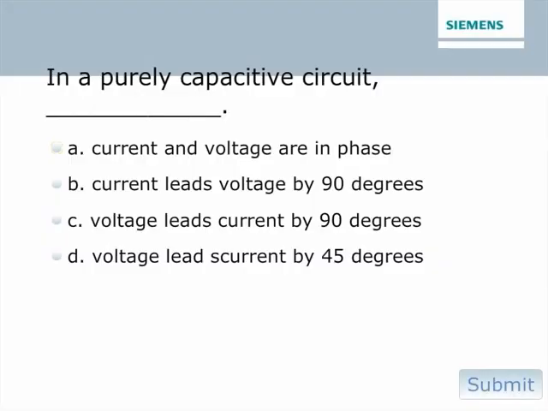Question 13. In a purely capacitive circuit, blank. Is it A, current and voltage are in phase, B, current leads voltage by 90 degrees, C, voltage leads current by 90 degrees, or D, voltage leads current by 45 degrees?